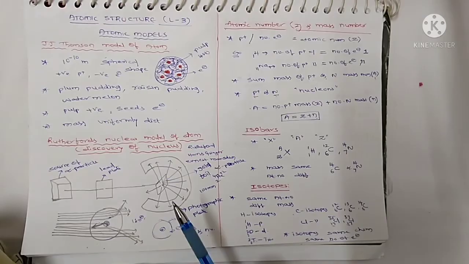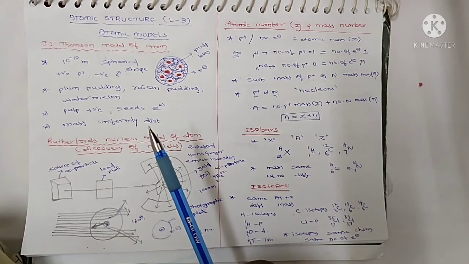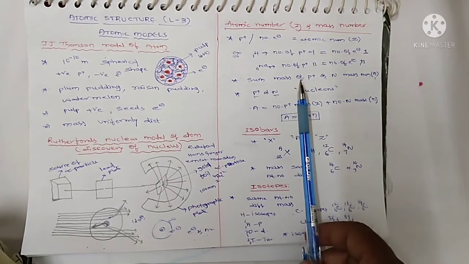So this is about J.J. Thomson's model of atom and Rutherford's nuclear model of atom, atomic number, mass number, isobars and isotopes.